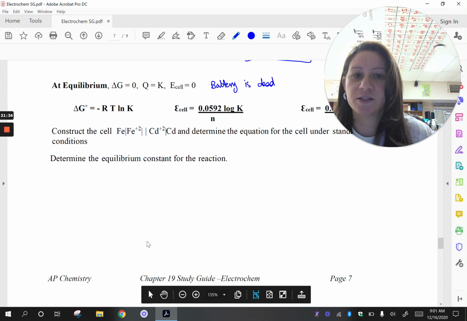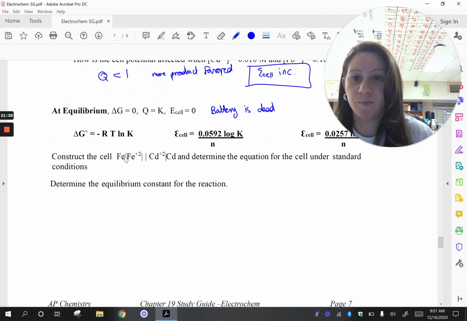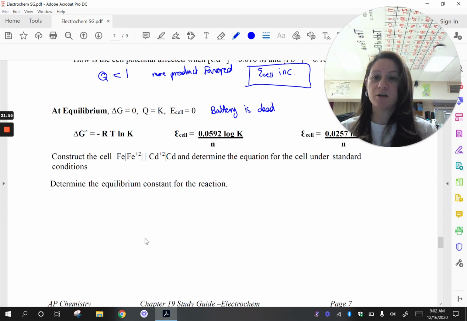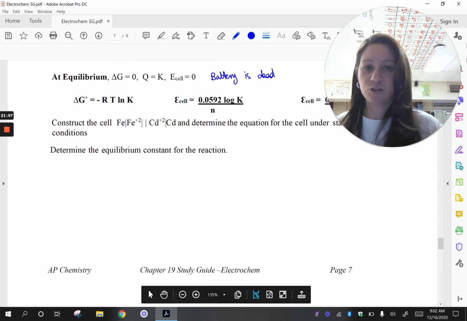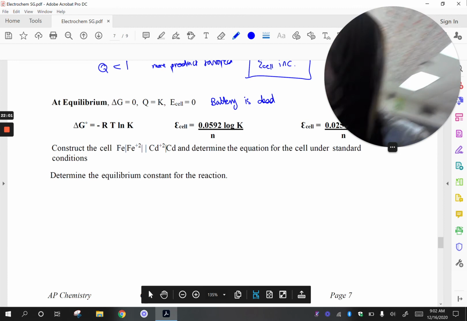So let's look at this question here. It says, construct the cell between iron and cadmium. Iron is going to be oxidized, cadmium is going to be reduced, and determine the equation for the cell under standard conditions. We also want to determine the equilibrium constant for the reaction. Construct it means draw it. So let's practice drawing the reaction here.